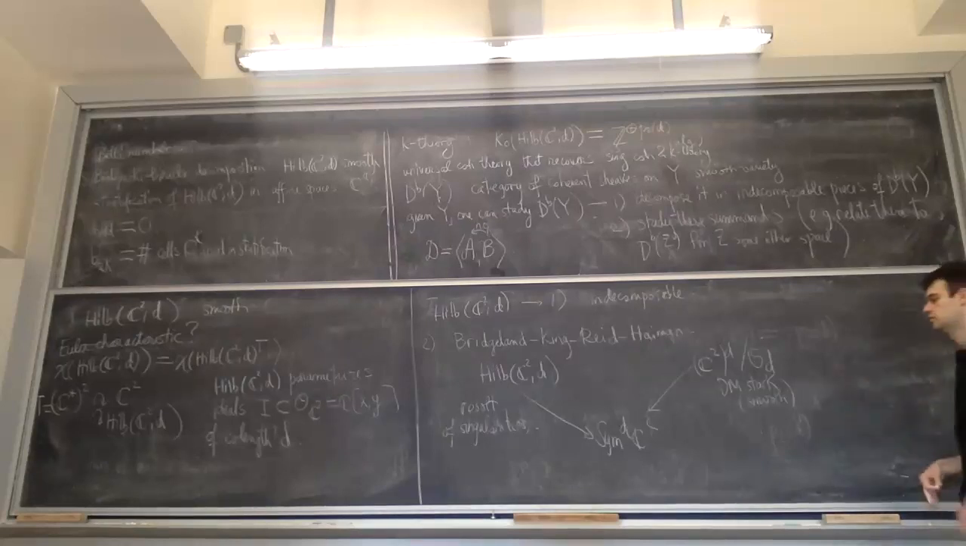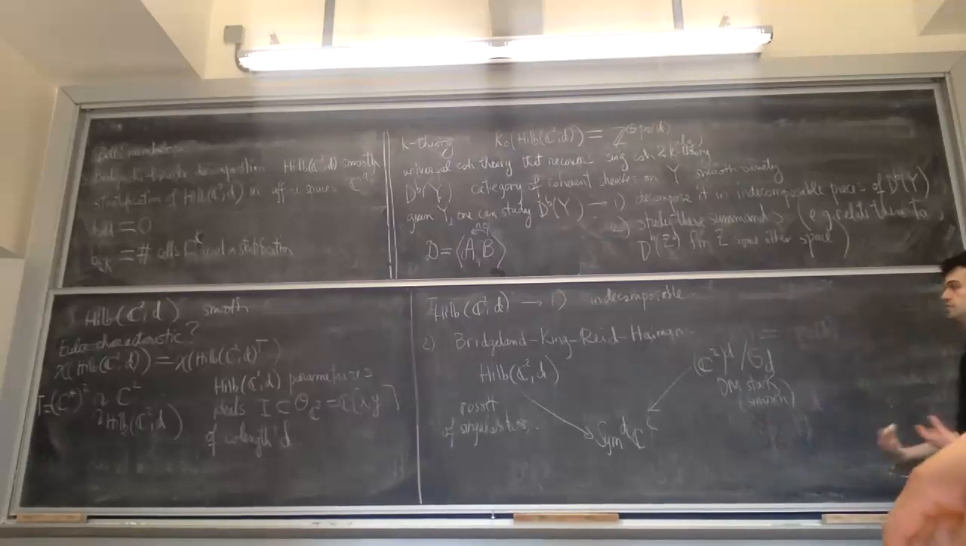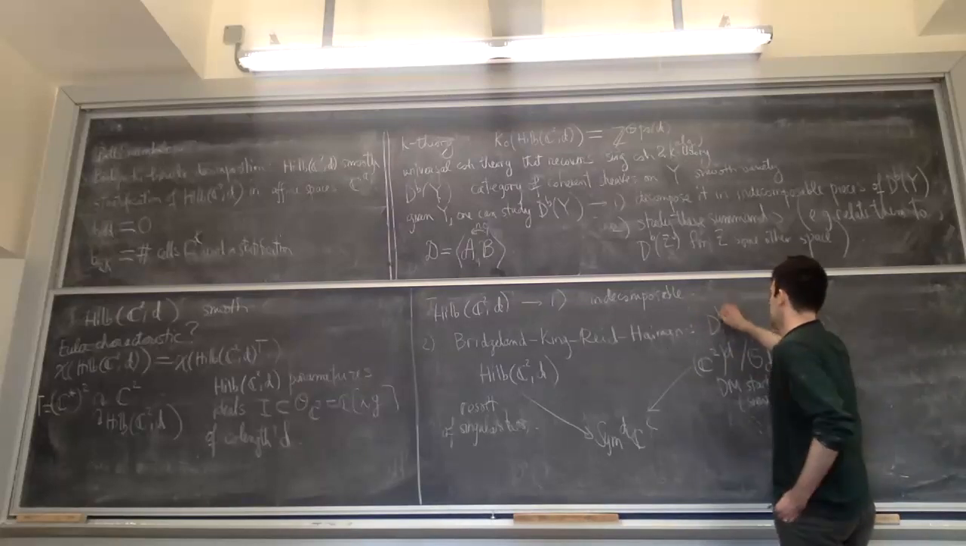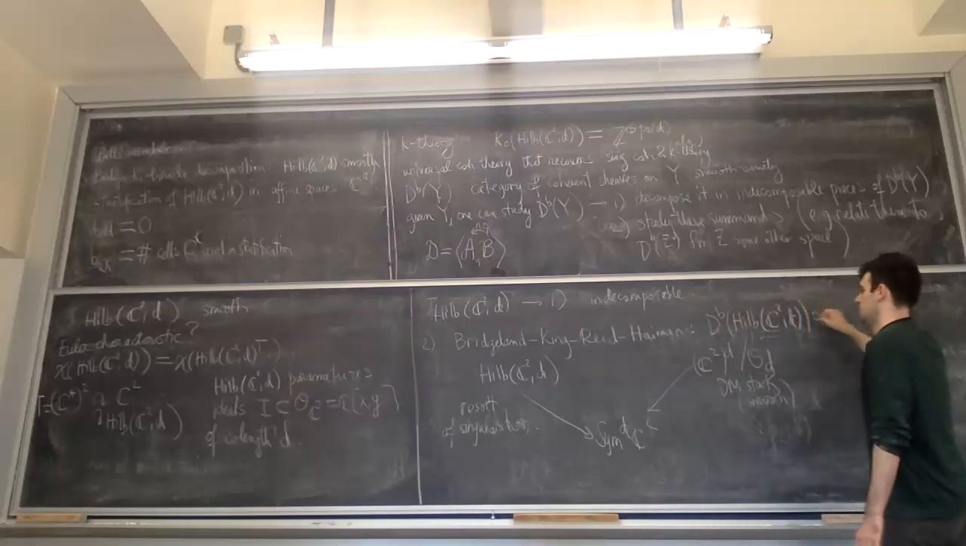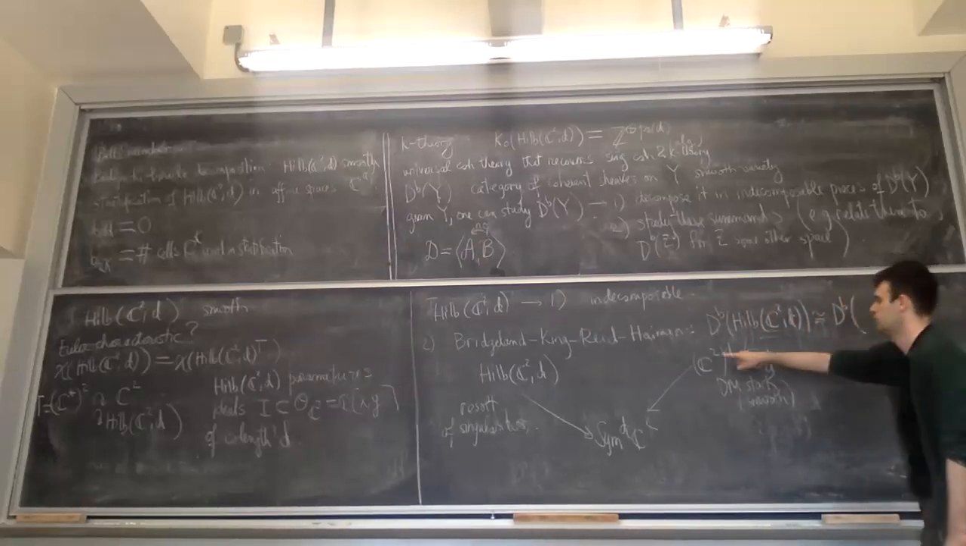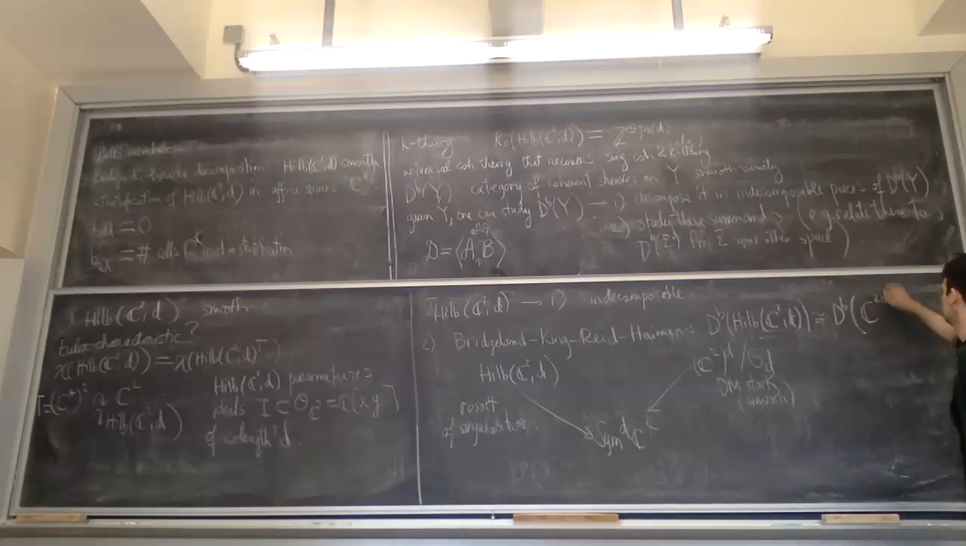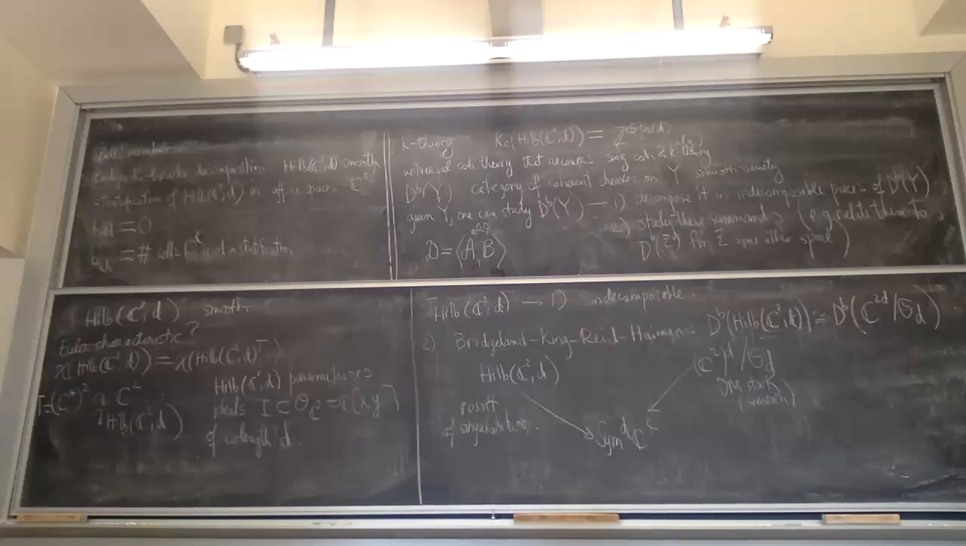So if you go to this world of DG categories or non-commutative spaces, they are the same. And indeed, this is this result: D^b of Hilb^d C^2 is isomorphic to D^b of the stack. In the same category, it's also the singular... This is the stack, and this has deformations.